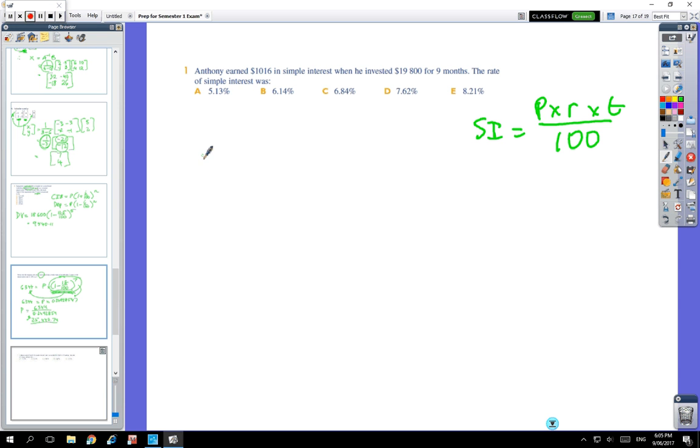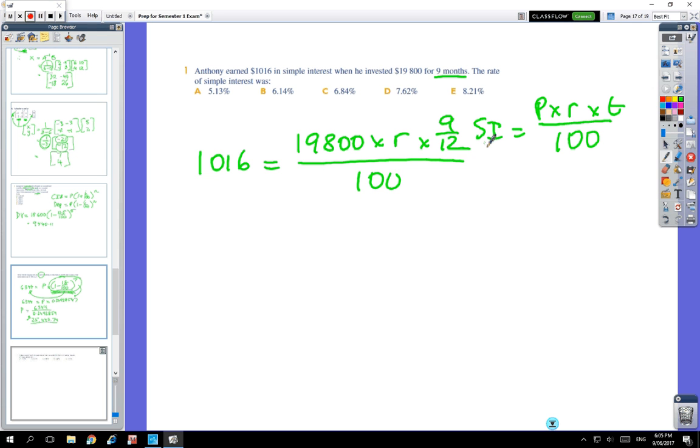He earned simple interest of $1,016 when he had $19,800 invested at, I don't know the rate, and the time was 9/12 of a year, and divide by 100, because it was 9 months, it's 9/12 of a year. So I just have to isolate the R.